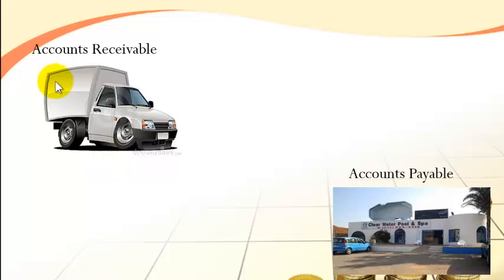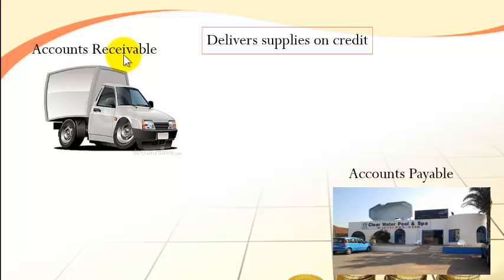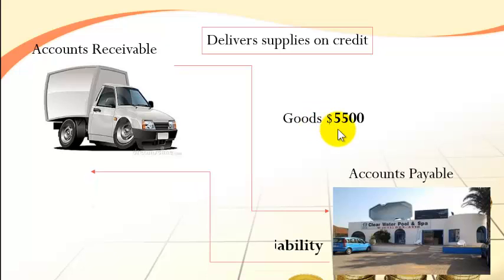So in this instance, if we are delivering goods to Clearwater Pool and Spa, from our perspective, if it's a credit transaction, we're going to receive the money, but from their perspective, the Clearwater Pool and Spa, they're the ones that bought it. So from their perspective, they're going to pay for that transaction. Therefore, in their records it will be accounts payable, and for us, having sold it, it's accounts receivable. So we're going to deliver supplies on credit, supply goods worth that amount, and they then would have a liability for $5,500 under their accounts payable system.